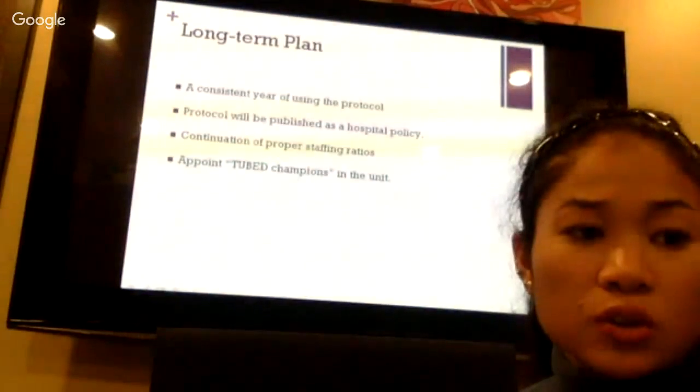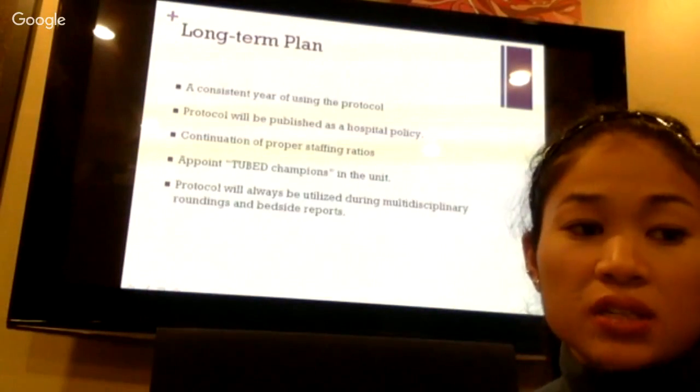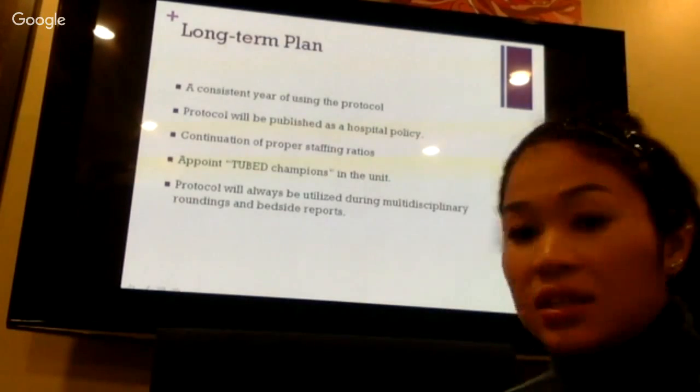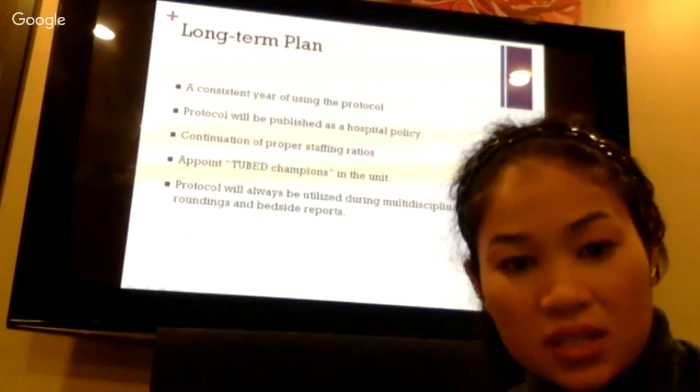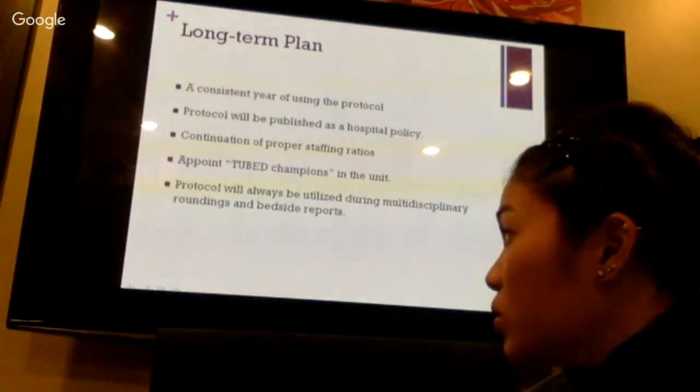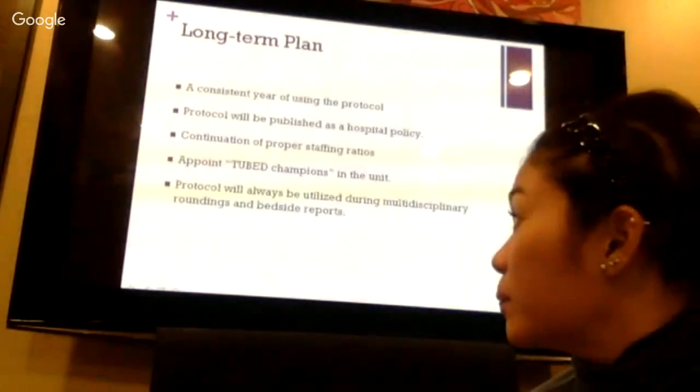The use of this protocol will always be utilized during multidisciplinary roundings and bedside reports. So, like I said, I would always make these checklists available in the lounge, and they'll be utilized during every shift.